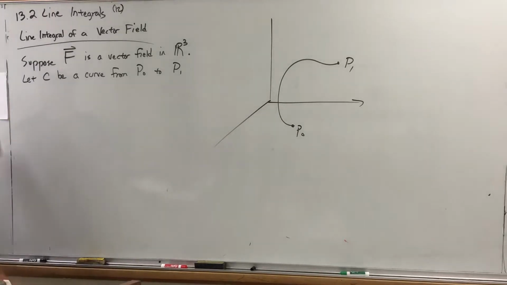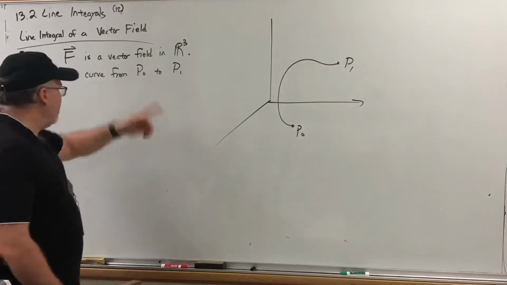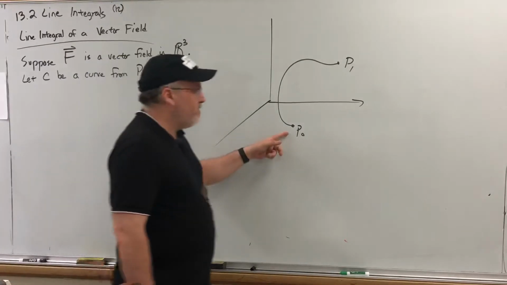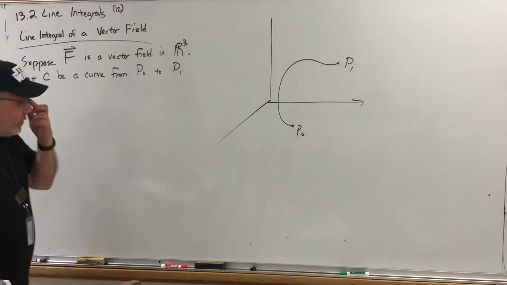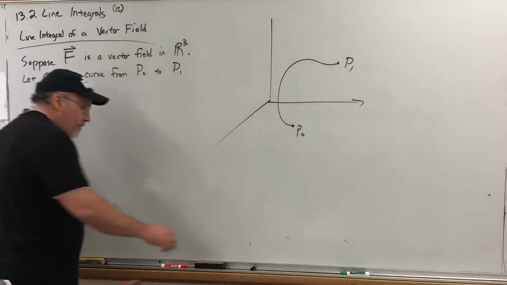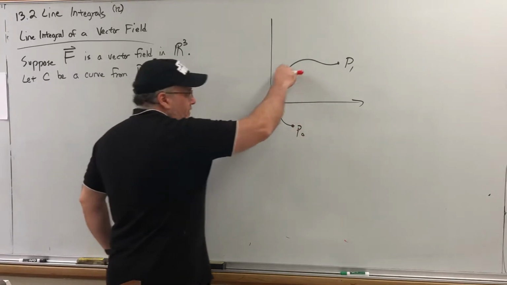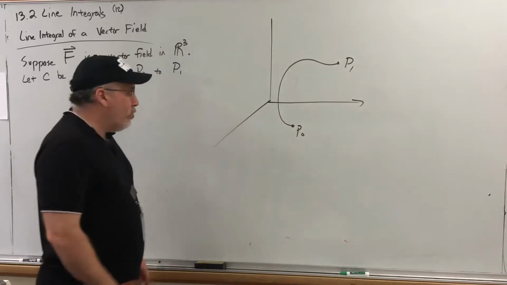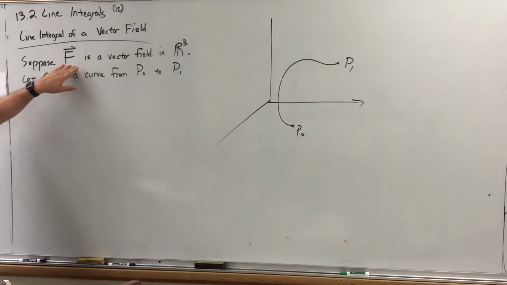All right, so I've got a setup here. We've got a vector field F, capital F, in R3, and we've got some curve in space that starts at a point P0 and ends at a point P1. How would we calculate the total work required to move a particle along this path when the force acting on the particle is calculated by our vector field?